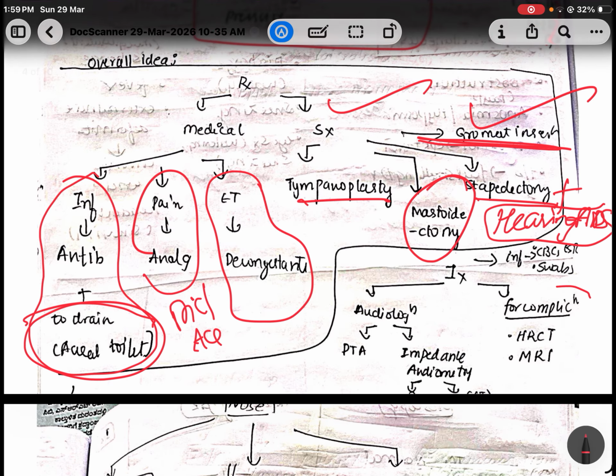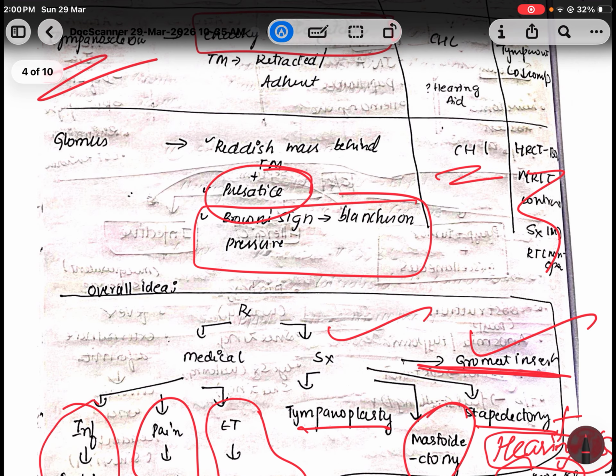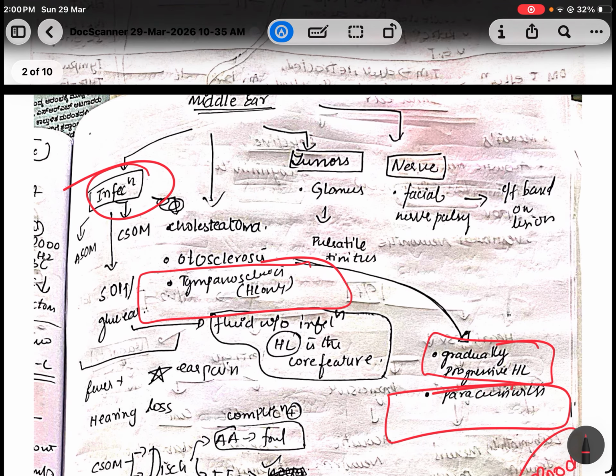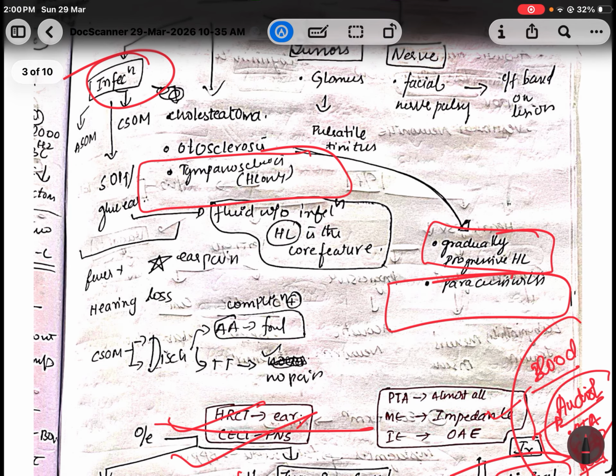Again, if you look for complication, you have to do HRCT or MRI. For audiological investigation, again, you will have PTA or impedance. Again, how do you proceed? Infectious protocol. Got it. So middle ear, please go through properly, because this is where you will get a lot of questions. And if you have a proper overview, again, you can develop your own notes and classify things, put a box and use a highlighter, all those things.